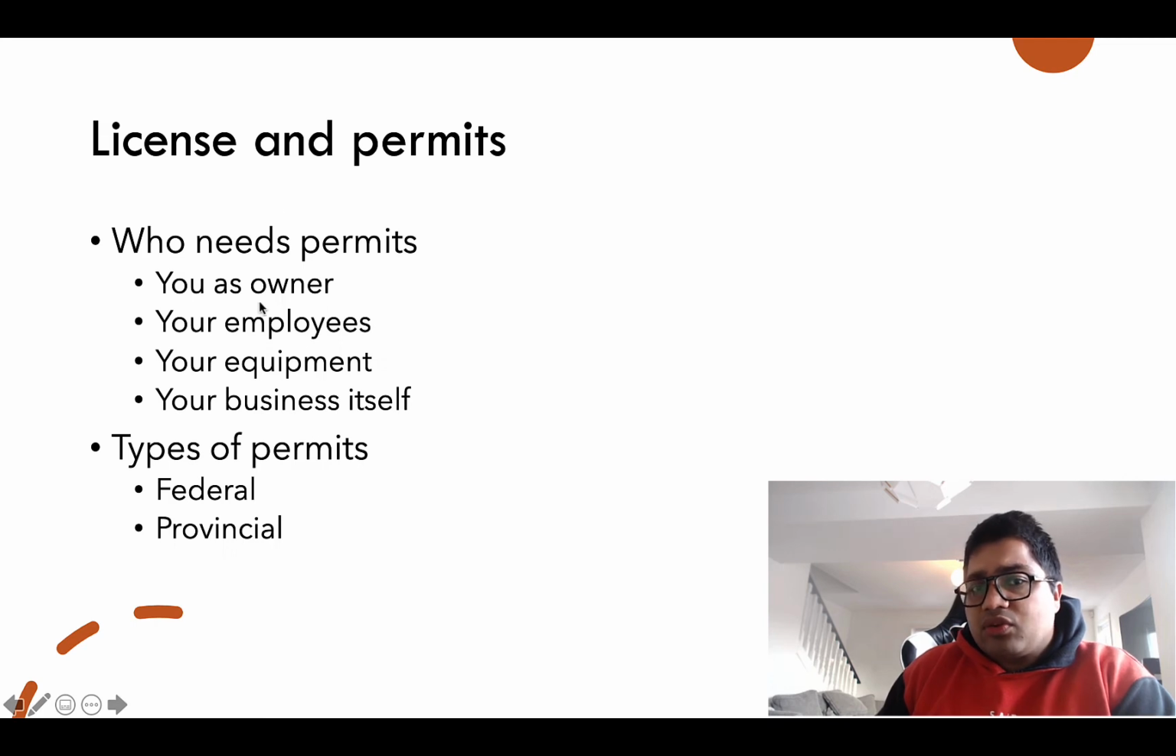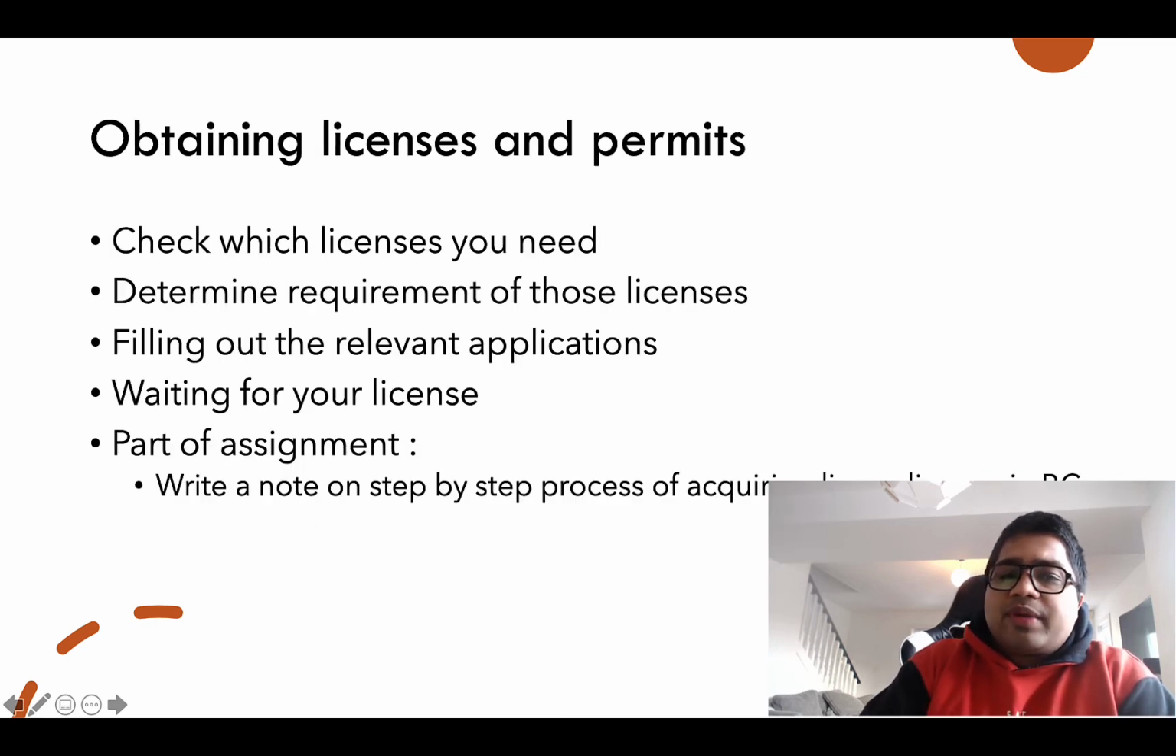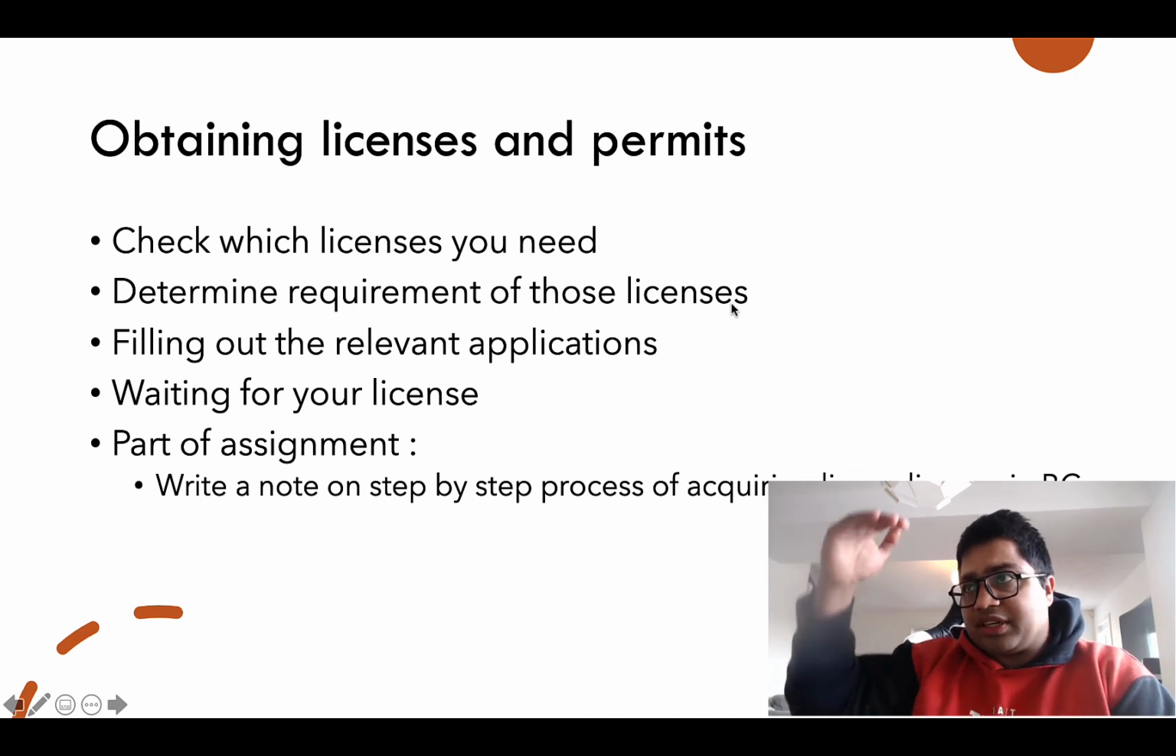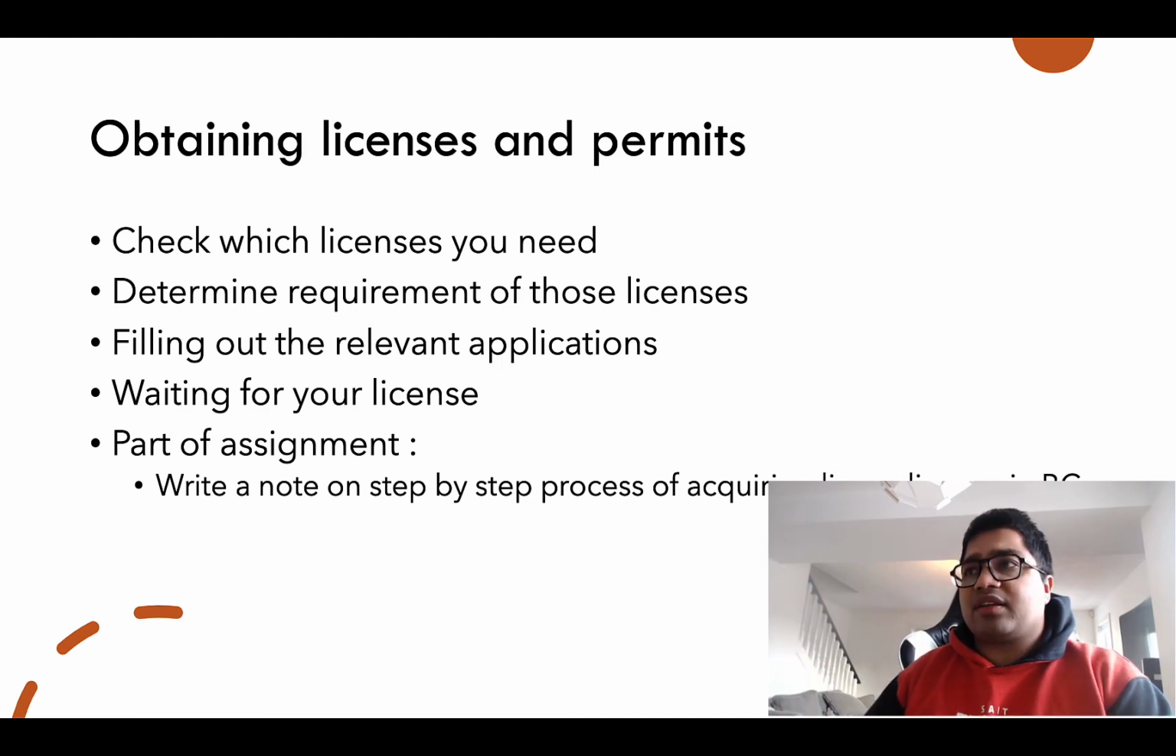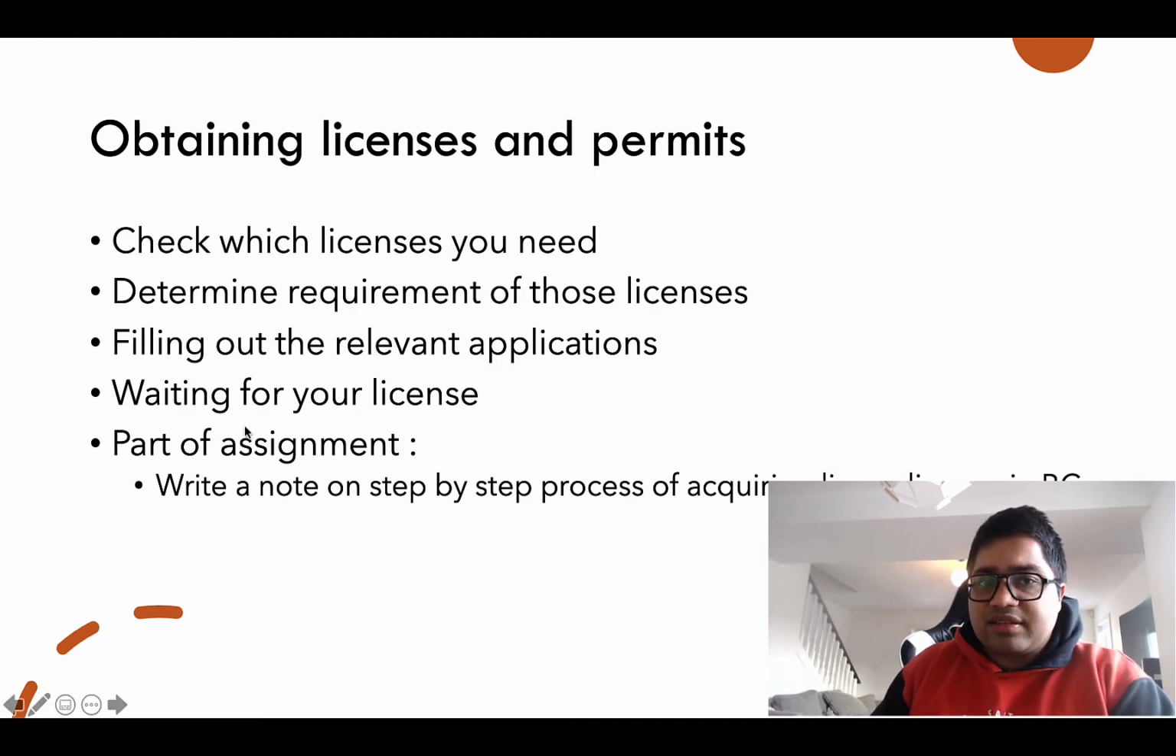So you need to figure out who needs permits. Examples could be a liquor business or a cannabis shop. For a cannabis shop, the business itself needs permission. Now, types of permits can be federal permits or provincial permits. To obtain licenses and permits, check which licenses you need. Determine the requirements of those licenses. What are the different requirements you need to fulfill in order to get those licenses? Fill out the relevant application. You need to fill provincial or federal applications in order to get those licenses. You have to wait for licenses. It generally takes time, so you need to plan it properly.